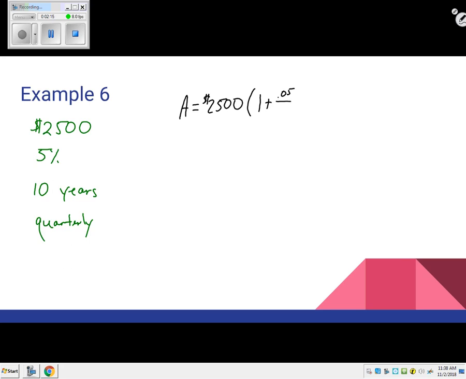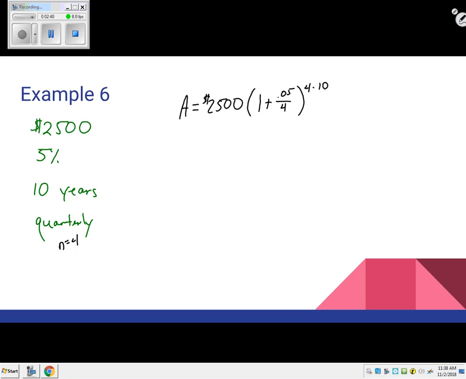N in this case is going to be 4. There are 4 quarters in a year, just like 4 quarters in a football game, 4 quarters in a dollar. So they're going to compound this interest every 3 months, which will be 4 times a year. That same 4 comes up here to the top and multiplies the 10.